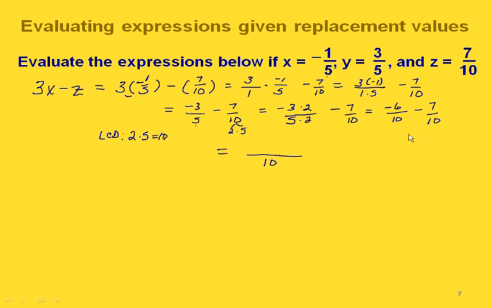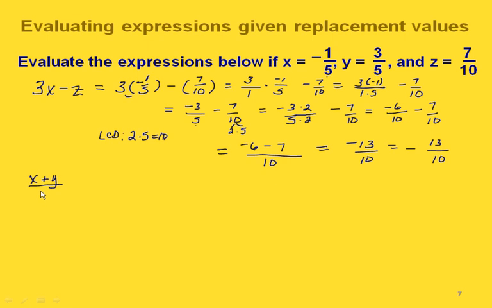Now our denominator will be 10 because that's the number that these two had in common. On the top we have negative 6 minus 7. If we subtract those two, we get negative 13. Since 13 is prime, there's nothing that we can do to simplify this. We can just put our negative out in front, and our answer is negative 13 tenths. Okay, let's do one more example.